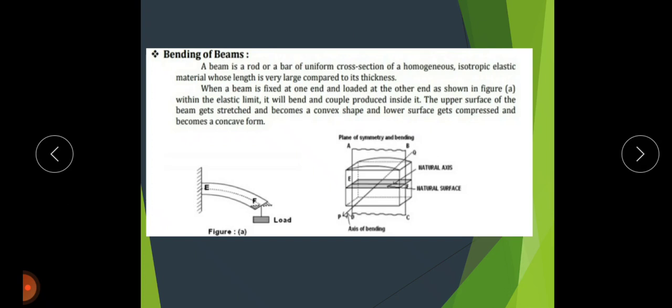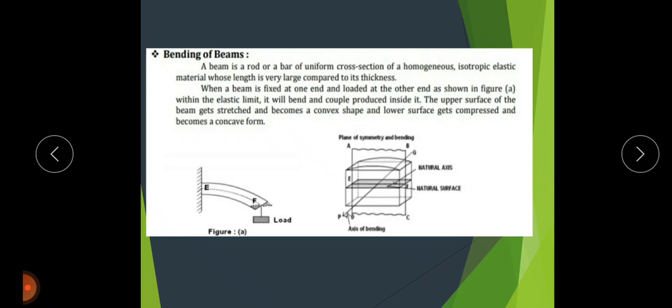When the beam is in the vertical position, it is known as a pillar. When the beam is clamped at one end and the other end is loaded, it is called a cantilever. When we apply a force to an end of the beam, the beam starts bending. It depends upon the elasticity of the material.